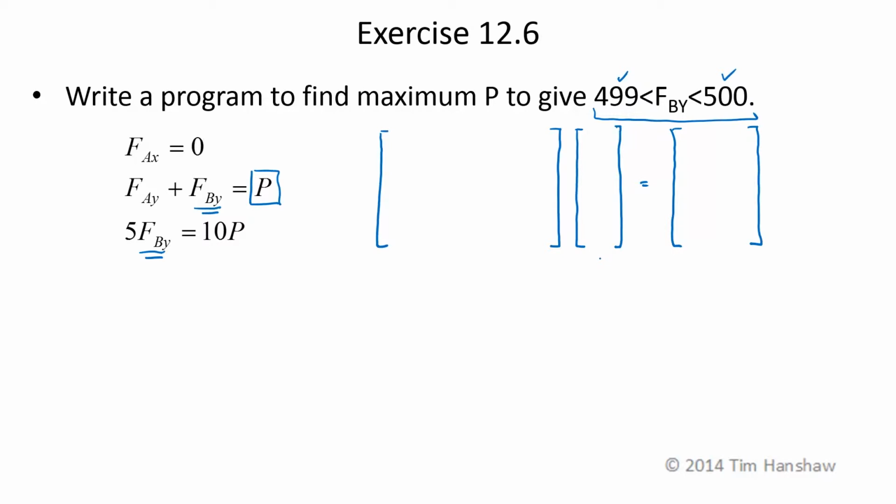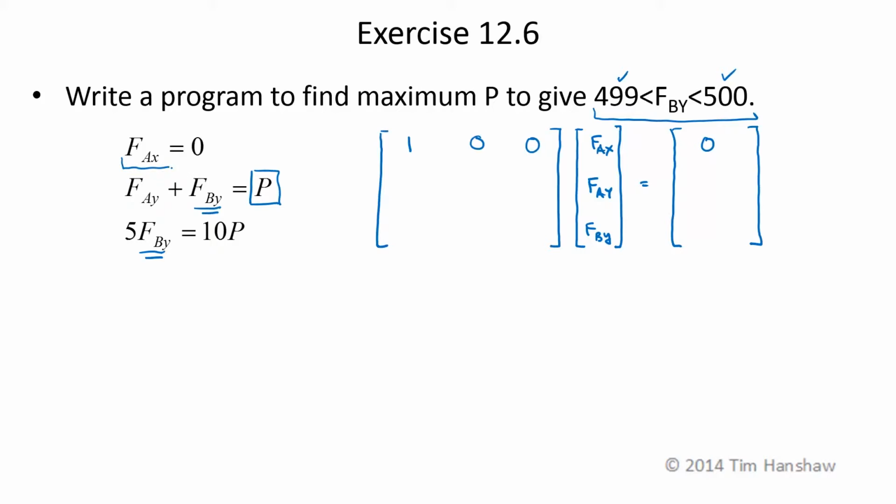So the first thing I need to know is what order I want my variables to be in this vector here. I'm going to call it fax in the first element, fay, and fby. Now that I know what elements correspond to what unknowns, I can fill in the A and the B vectors. The first equation can be written just as 1 times fax, 0 times fay, and 0 times fby. That's equal to 0.